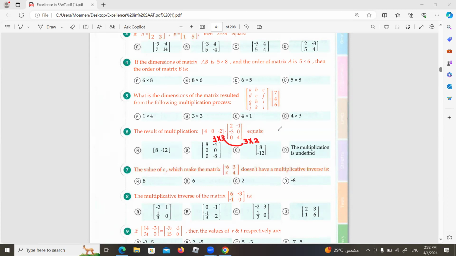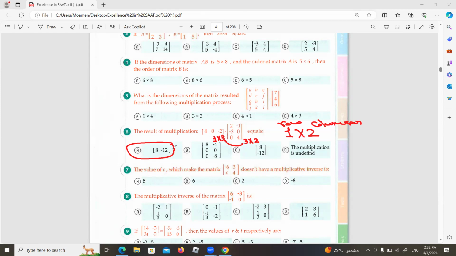But what is the product? The product will be 1 times 2. 1 times 2 means I have 1 row and 2 columns. 1 row and 2 what? 2 columns. So 1 row and 2 columns. So the answer will be letter D.